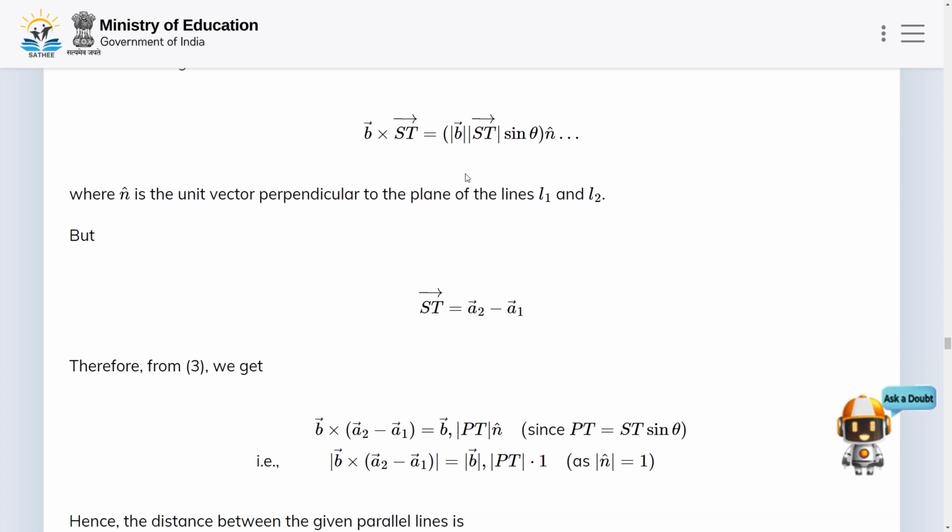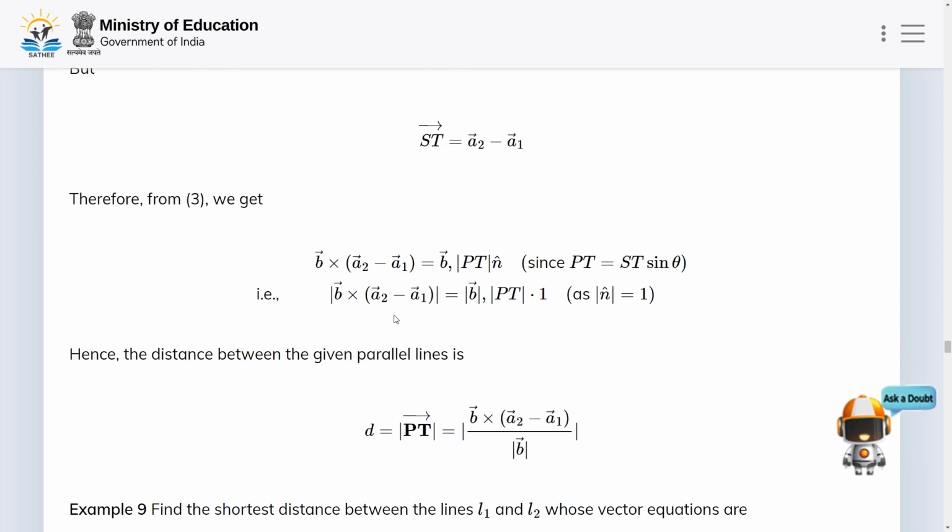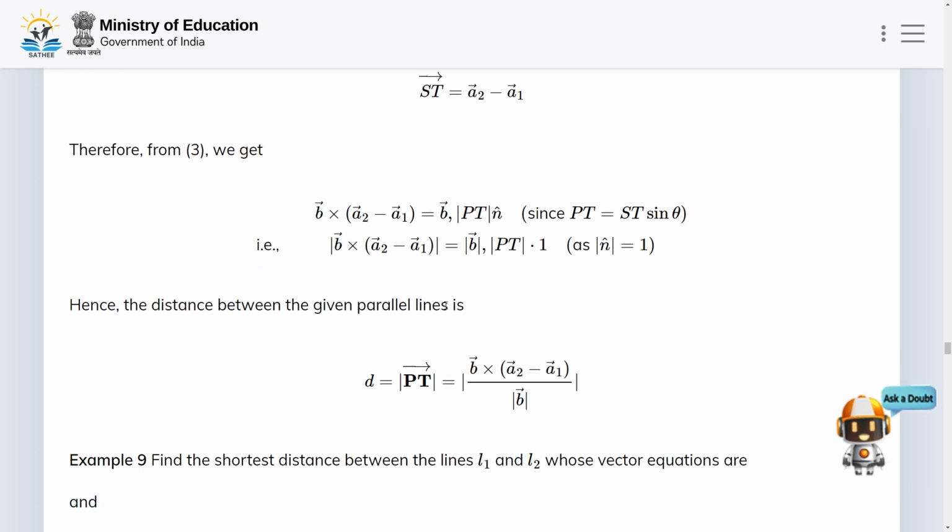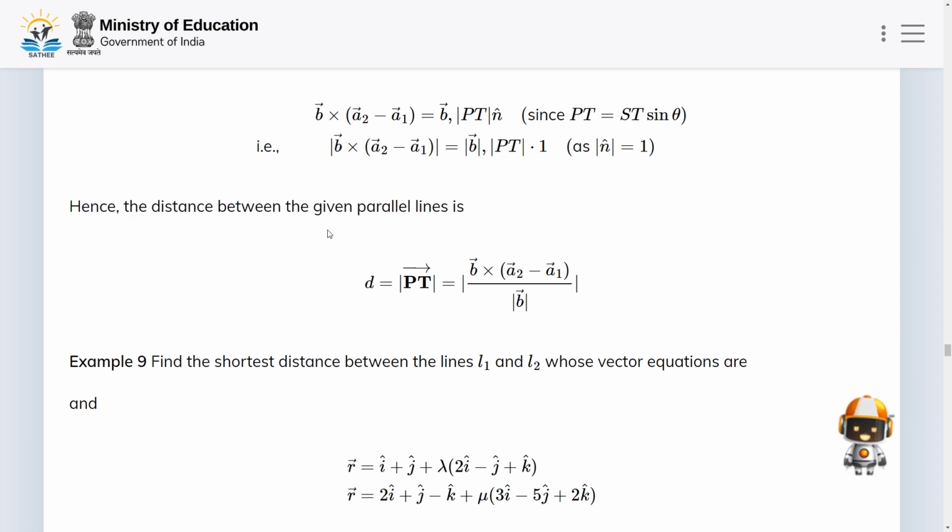I hope that it is clear. Now we just replace this. You will have that modulus of b cross a2 minus a1 is equal to modulus of b times modulus of PT multiplied by 1, as the magnitude of n cap is 1 because it is a unit vector. There must be the product sign, not a comma. Now the distance D will be the length of PT. This means b cross (a2 minus a1) divided by length of b. I hope that it is clear.